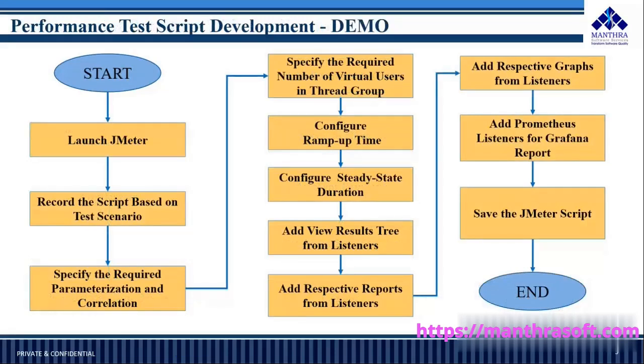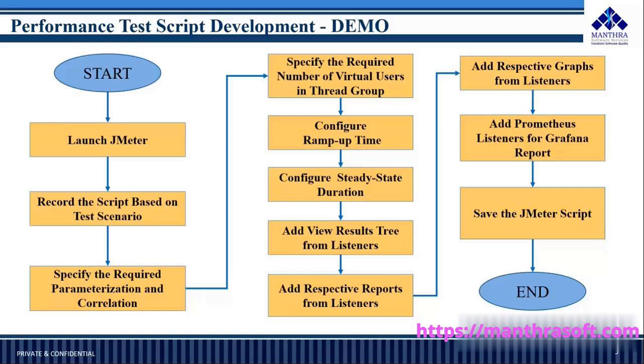1. Launch JMeter. 2. Record the script based on the test scenario. 3. Specify the required parameterization and correlation. 4. Specify the required number of virtual users in the thread group. 5. Configure ramp-up time.